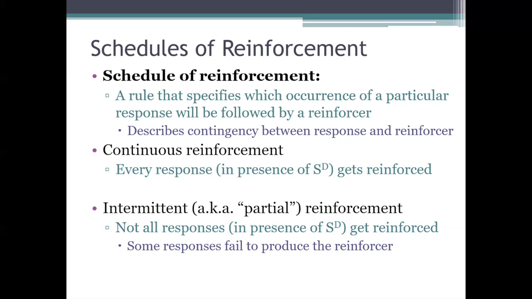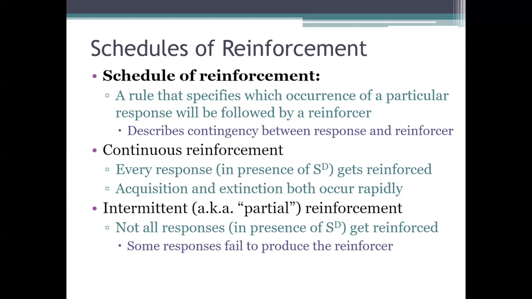Now, our focus this week and next will primarily be on the different types of partial schedules, the different types of intermittent schedules that a particular behavior could get reinforced on. But continuous reinforcement does have one important advantage over partial reinforcement, which is that it typically leads to faster acquisition of new behaviors. So, acquisition, new learning, acquiring new behaviors, that typically occurs faster with continuous reinforcement than it does with partial reinforcement.